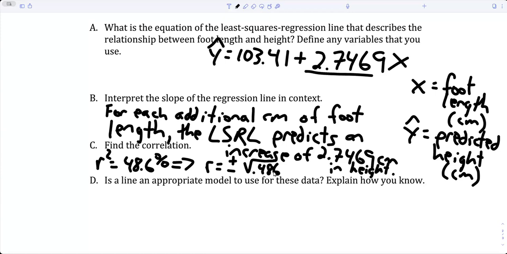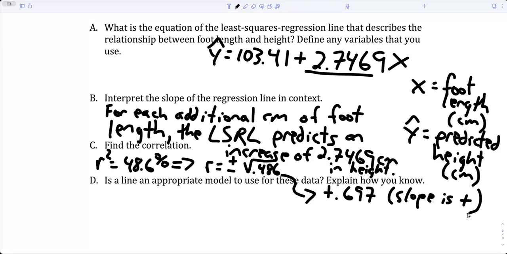If all you have is R squared, it might be that the original graph, if you don't have it, is negative, as it could be. Okay, so if you put that into your calculator, you're going to get a positive 0.697. Slope is positive. And so this tells me that the strength between foot length and height is moderately strong. It's moderate because it's between 0.5 and 0.75.